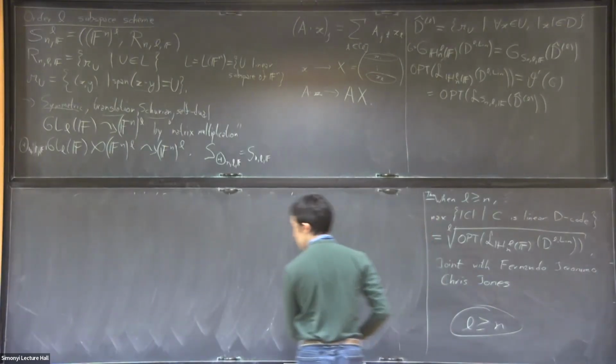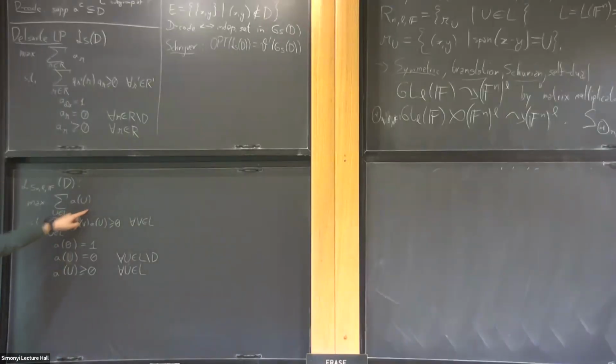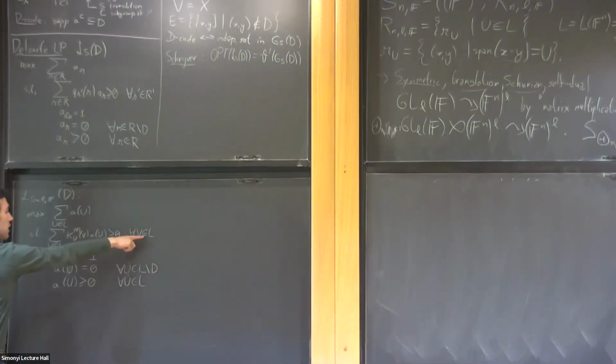I think it's written in general, but I also have the version for this scheme right under here, so just make it easier. I just changed the notation a little bit. Instead of doing A sub R, I'm doing just A of U. And here the L is this set of subspaces, right? So it's the same program.